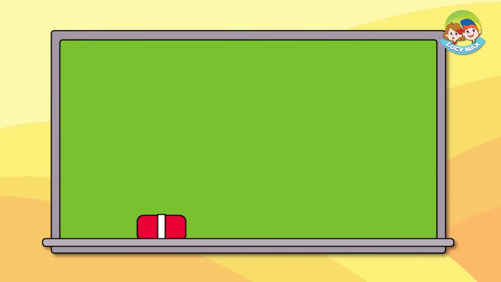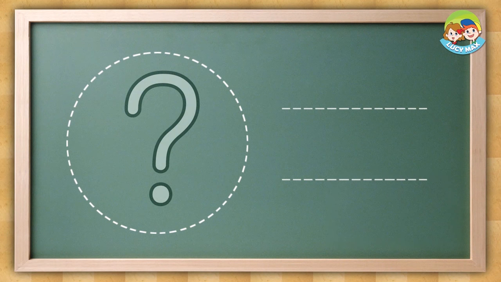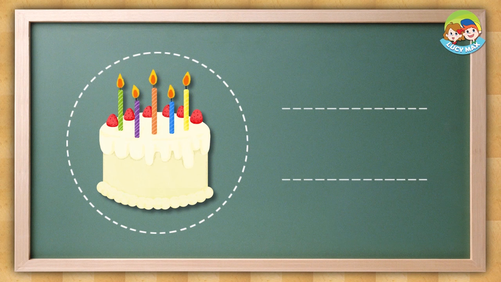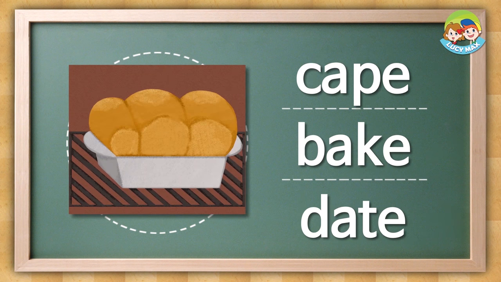Now you have a test. This will show me the words that are difficult for you. First, look at the picture and listen. Then choose the word. Are you ready? Look at the picture, listen, and choose the word. Cake. The answer is this. Bake.